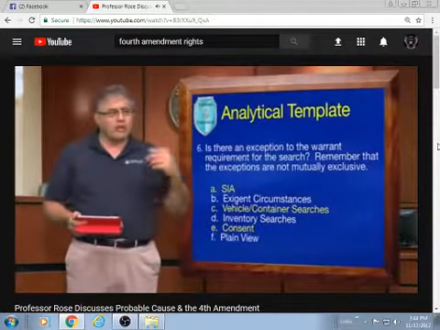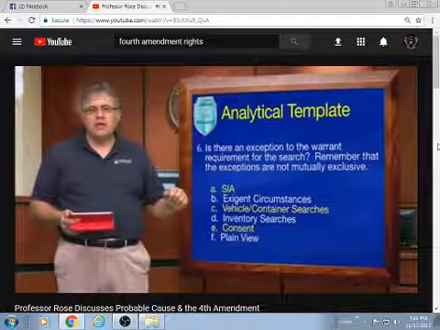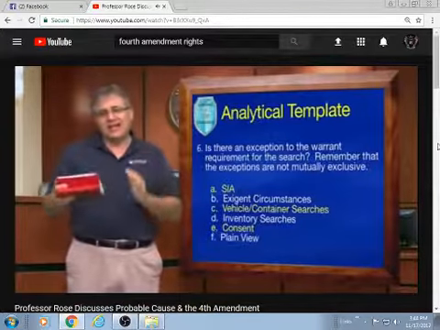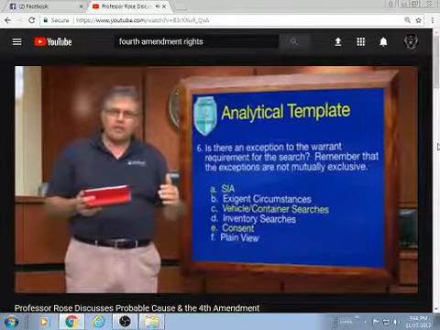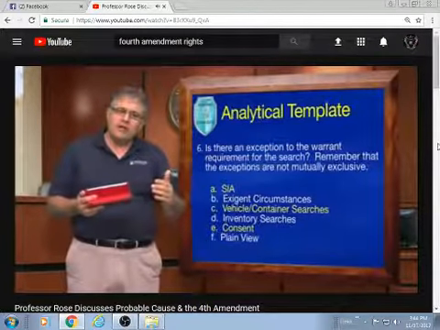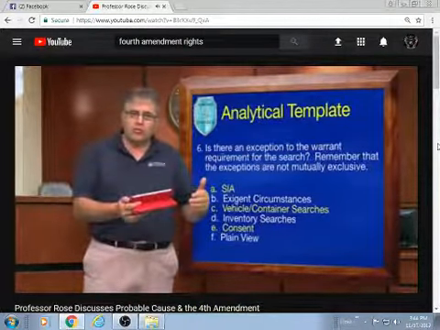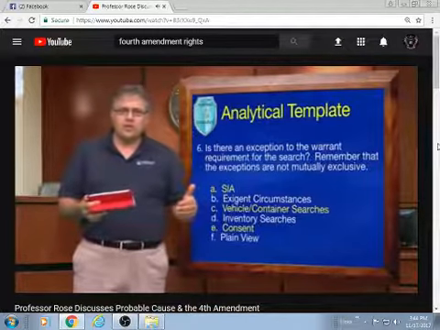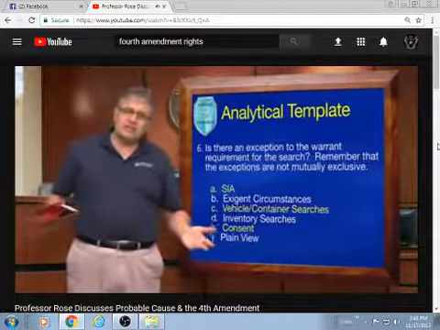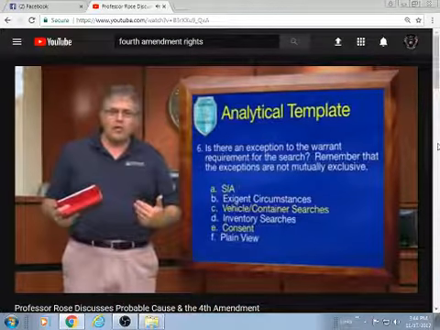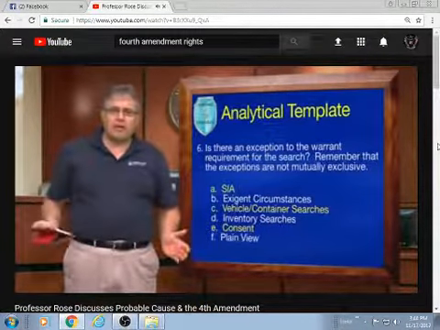Our third category are vehicles and container searches. Vehicles are not like homes. You don't have that same expectation of privacy because of their mobile nature and the fact that you use public roads to get around on them. So if I have my car and it's parked in my carport or in my garage, it's got the same expectation of privacy that my home has, or the curtilage around my home has.